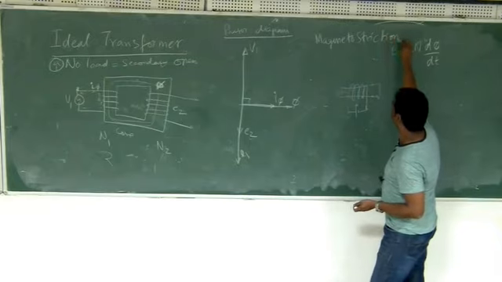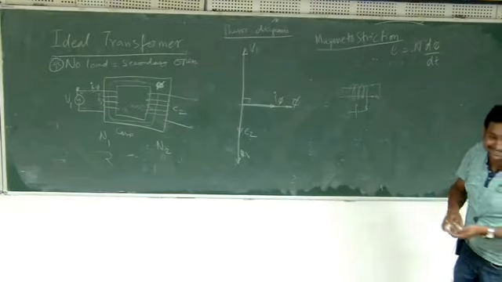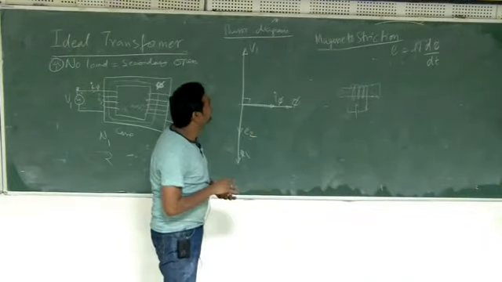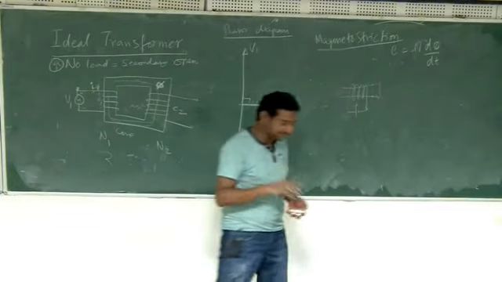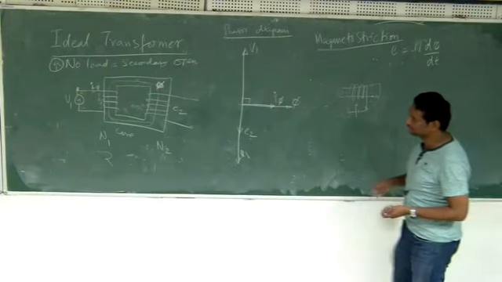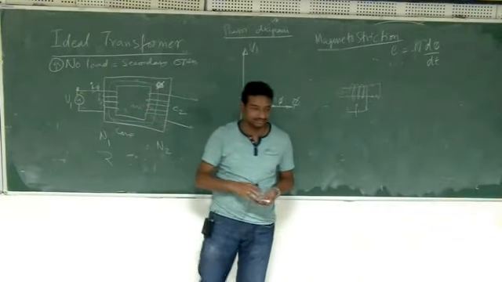S-T-R-I-C-T-I-O-N, magnetostriction. Okay. So I am using that word after many years. Hopefully, you search it and verify whether that word is correct or not. Because of the magnetostriction, there is some heat. The core will get heated.